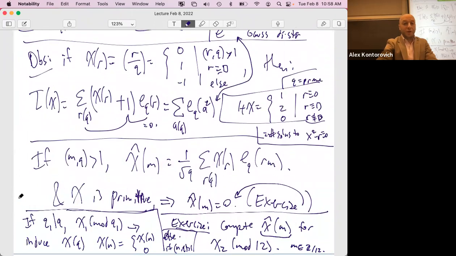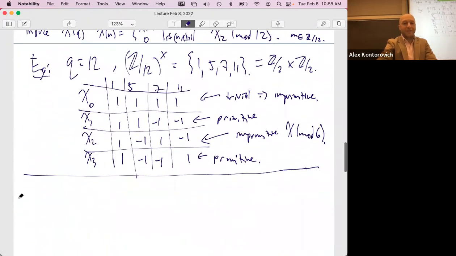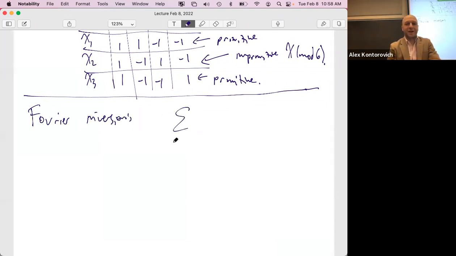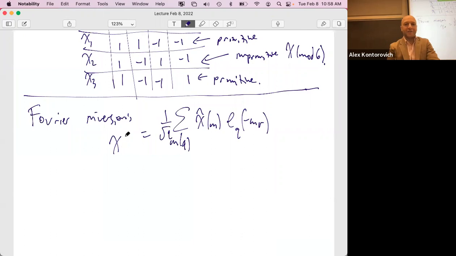So now let's look at the Fourier inversion formula. What does Fourier inversion say? Fourier inversion says that if I take a sum over m mod q, 1 over root q, chi hat of m times e of minus m r, and I add all this up, just like this is true for any function, I'll recover chi of r.